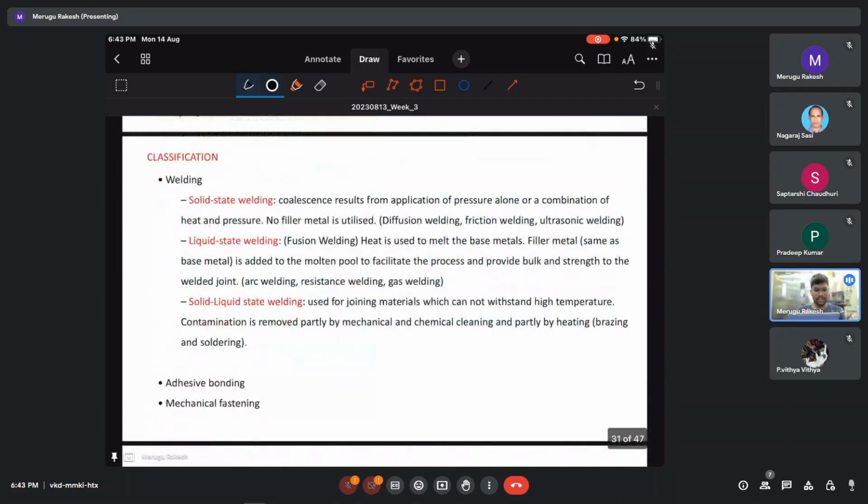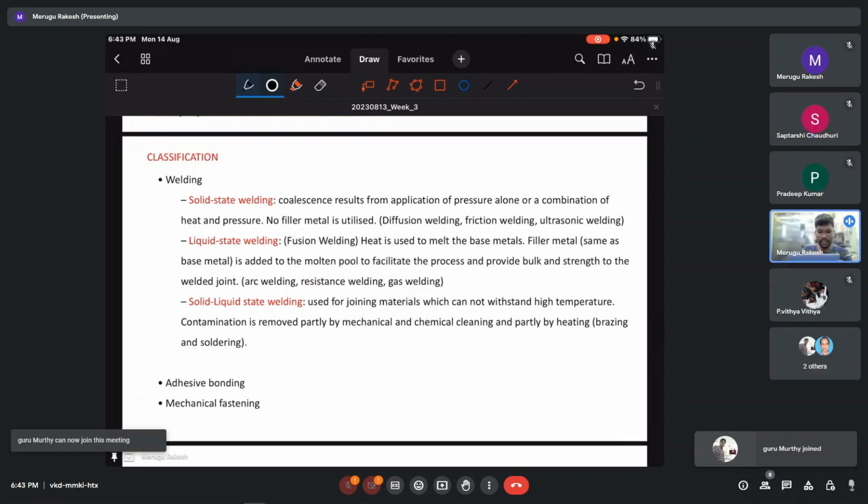Now let us see the classification. If you remember the first slide, welding can be established using complete melting, only a heat source, heat and pressure, or only pressure. This is how it is spread out. One is solid state welding.